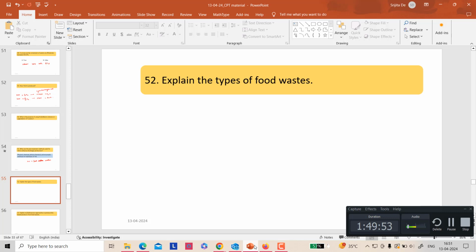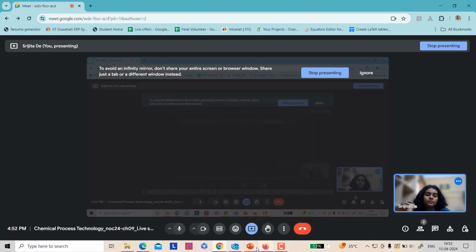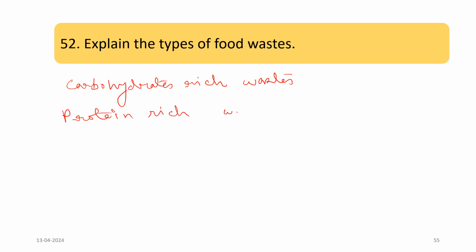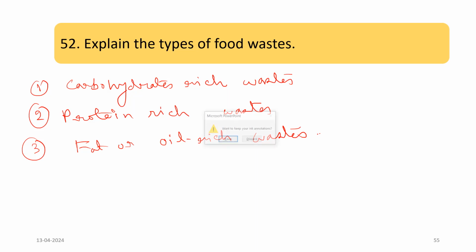Next question, explain the types of food waste. So there are 3 types of food waste: carbohydrate rich wastes, protein rich wastes, and the third one is the fat or oil rich wastes. Okay.